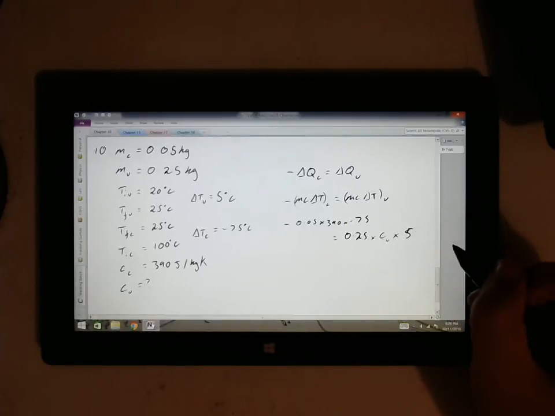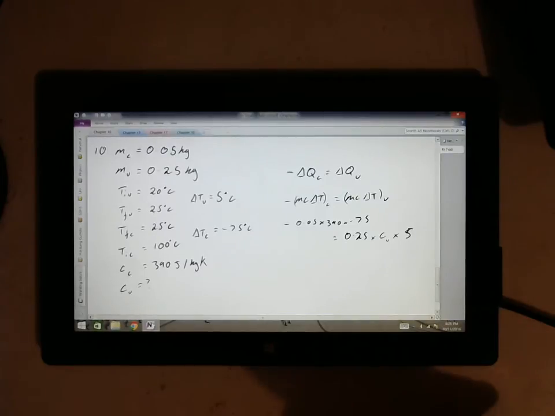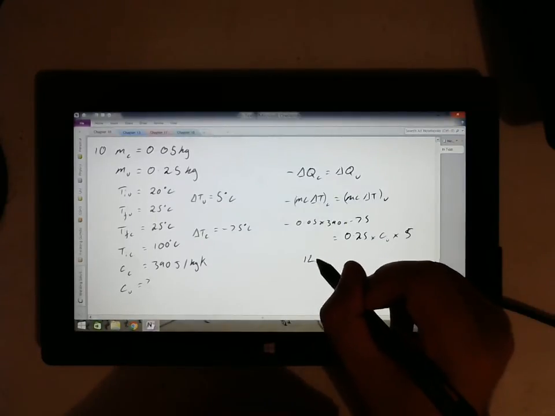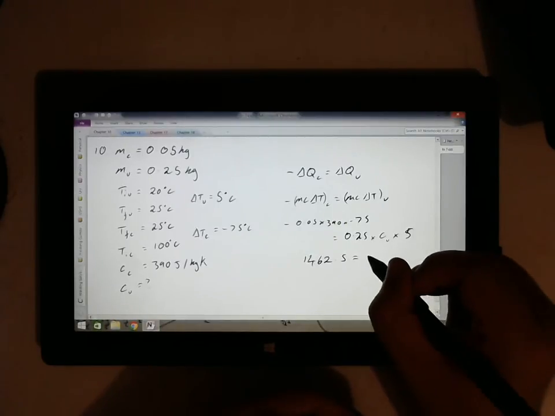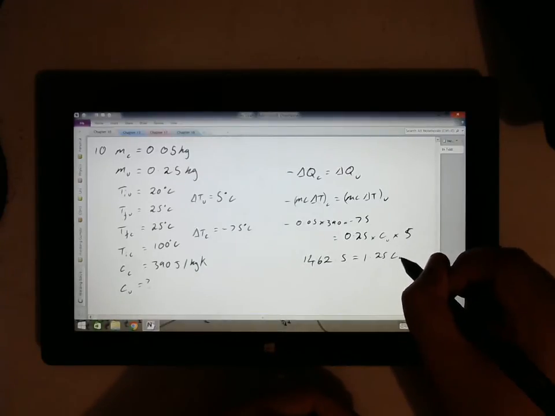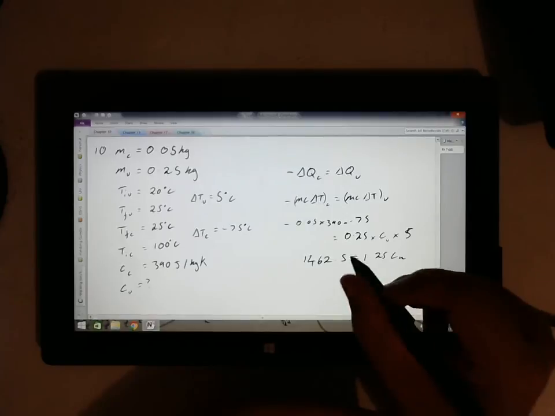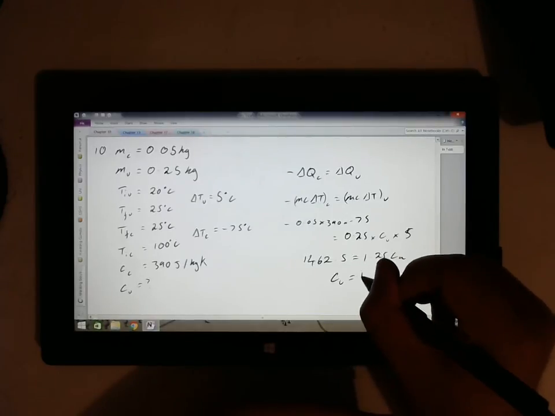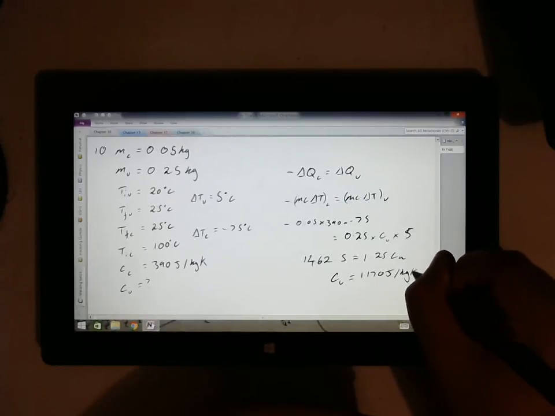From here we can rearrange, so I'm just going to solve the left-hand side first. Grab my calculator. The negative times the negative will cancel, so I'll have 0.05 times 390 times 75, and I will get 1462.5 equals, let's see, 0.25 times 5 would be 1.25 Cu, and to get that over, we'll divide by 1.25. So C equals 1,170 joules per kilogram Kelvin.